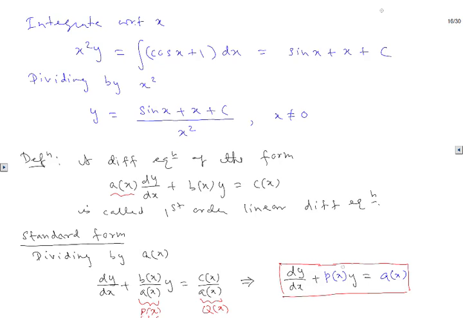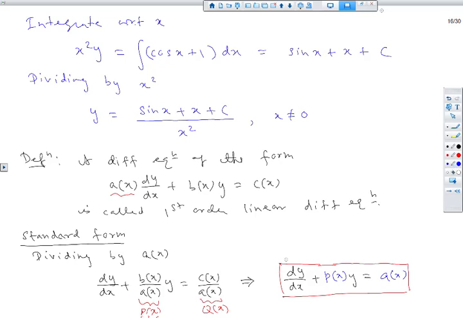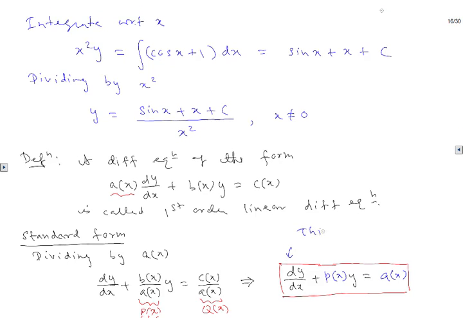In the standard form, there's a special format: dy over dx plus px times y equals qx. The px is a function of the independent variable, multiplying y alone. So that's it, this is what we call the standard form. We're going to work with the standard form for the rest of the lecture.